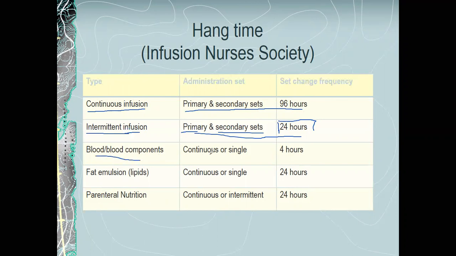Blood and blood components are single use. You only use those tubings one time, and they are for a 4-hour max. If you are giving lipids or fat emulsions as well as parenteral nutrition, these need to be changed every 24 hours. A lot of places you'll see that the lipids are every 12 hours, but that's going to be facility specific. The reason for that is that they've got so much in them that bacteria loves, and they're just hotbeds for bacteria to grow in.